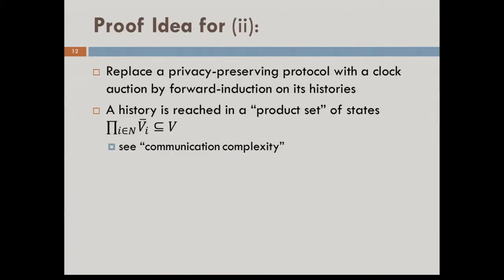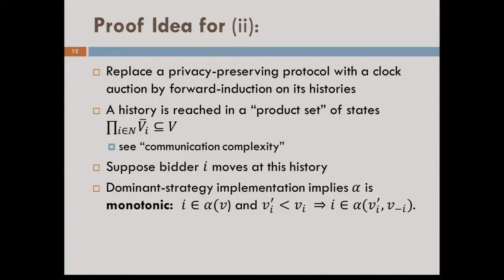So I'll just show you a typical history. A typical history of the protocol is reached on some product set of states. That's an important idea in communication complexity, right? This is the rectangles idea, right? When people communicate information about their types in sequence, what you have learned at any point is a product set. Okay, so let's say bidder i is the one who is moving at this history, so he reveals something more about his value.